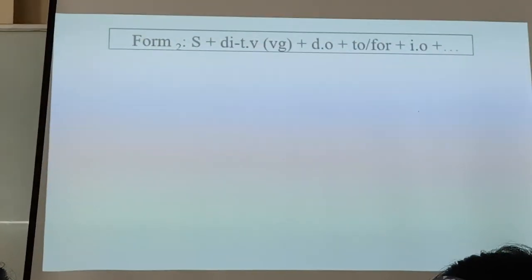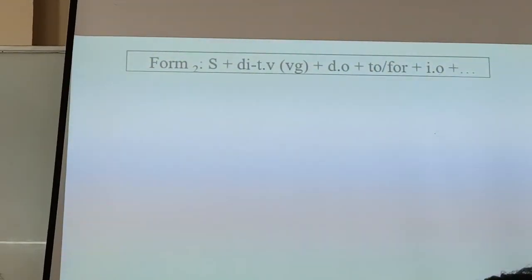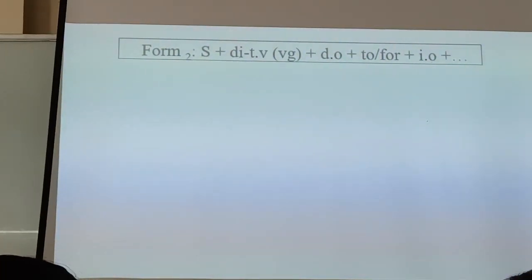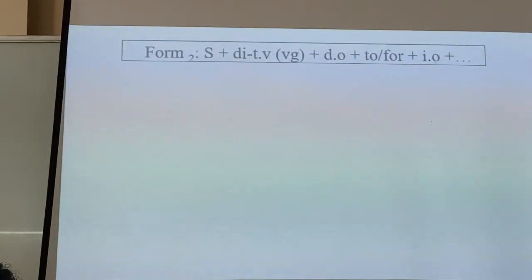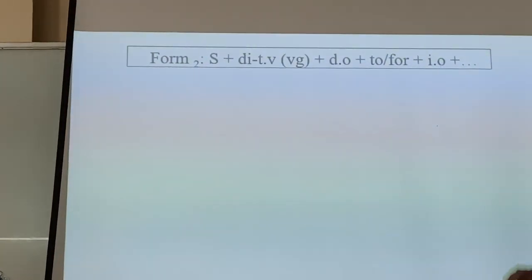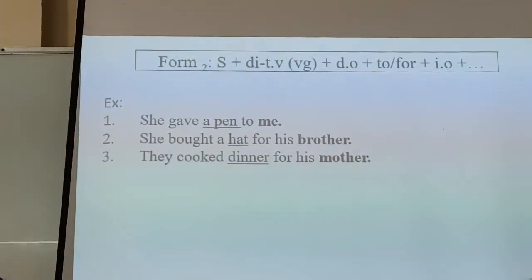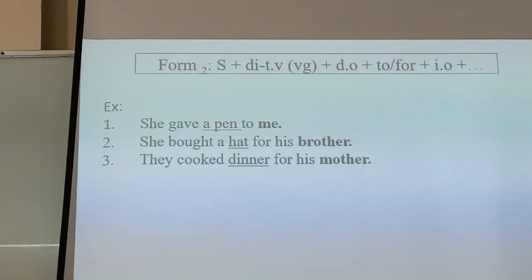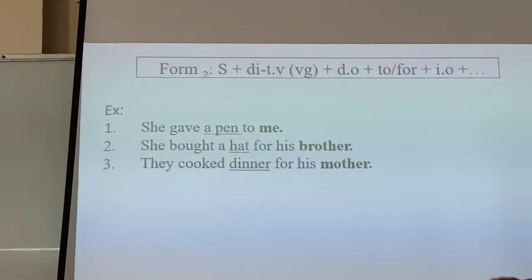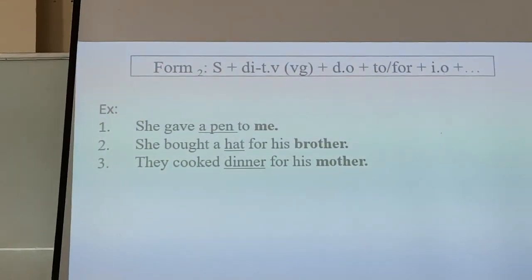Okay. We have another form for ditransitive verbs. Number two: subject plus transitive verb plus direct object plus to or for plus indirect object. Okay, let's see an example. She gave a pen to me. So which one is the direct object? Pen, right? So we just swap the form.